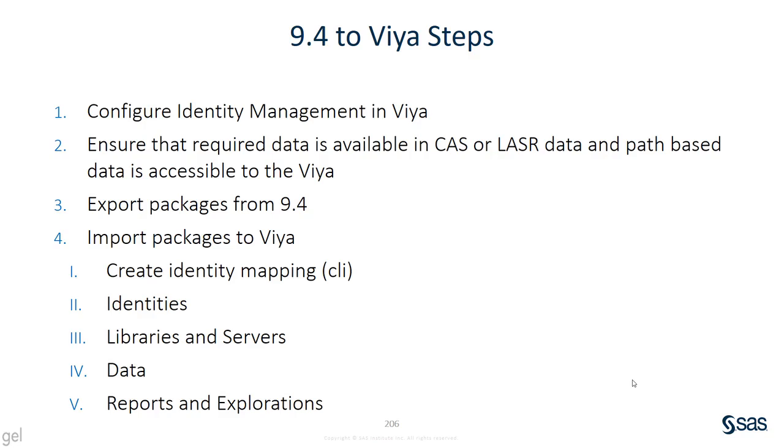So the steps you would go through to do this, and we're going to do it in the hands-on in a second. First of all, in order for any of this to work, you have to have your identity management configured. So if we're mapping to users and groups, then we need to be all set up in Viya to be able to map to users and groups. I mentioned that the data is not promoted, so we have to make sure that the data that we had in the 9.4 environment is available to the CAS server. So we have to have the actual physical data accessible to the CAS environment.